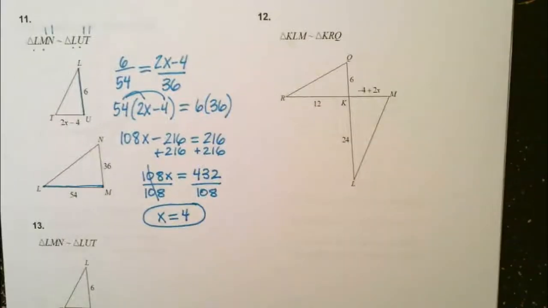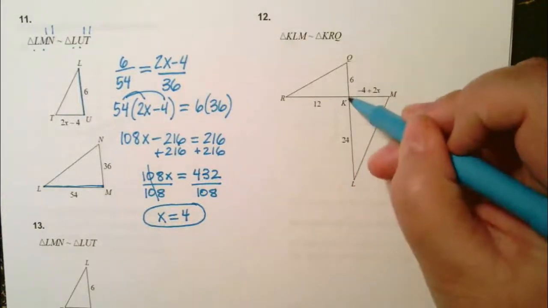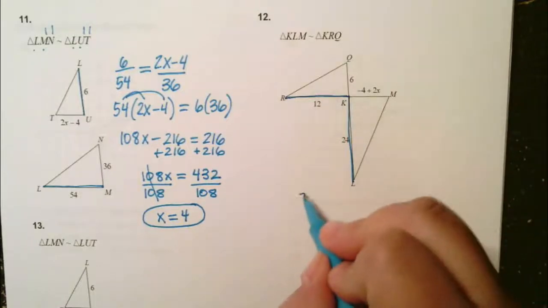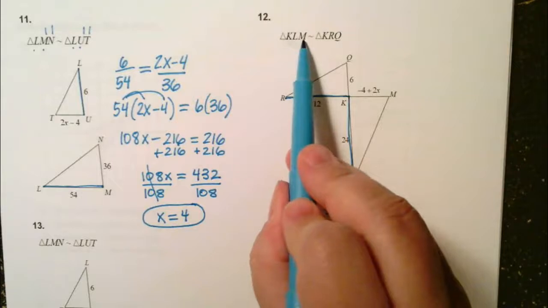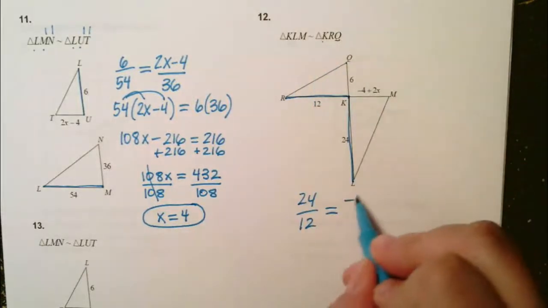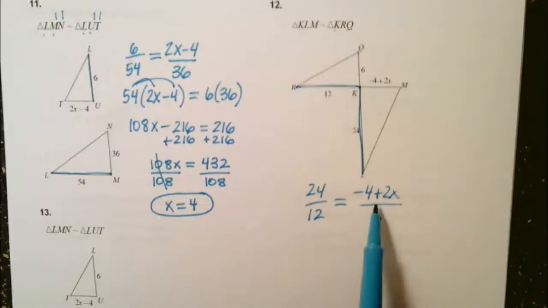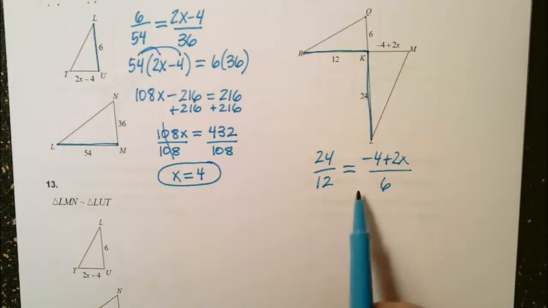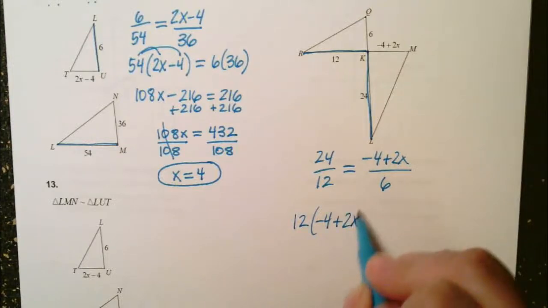All right, next I'm told that KLM is similar to KRQ, so KL goes with KR, okay? So 24 over 12 equals KM is first letter, last letter. That goes with KQ because that's also first letter, last letter. So (negative 4 plus 2x) all over 6. Again, when you have a plus or a minus in your numerator or denominator, you have to make sure you use parentheses. Set it up for distributive property. And that's what I just did.